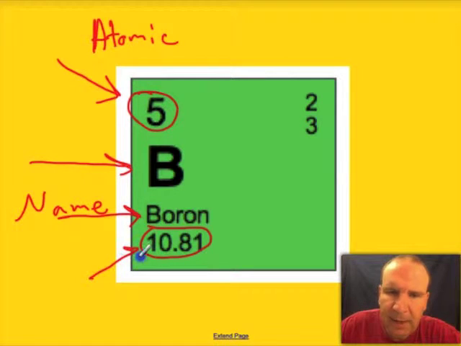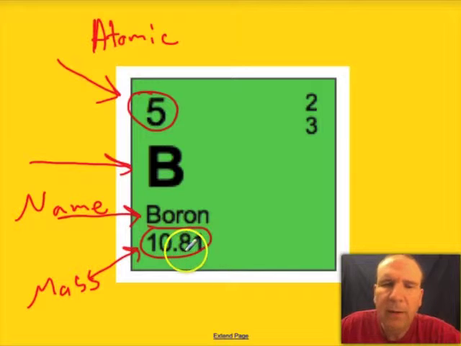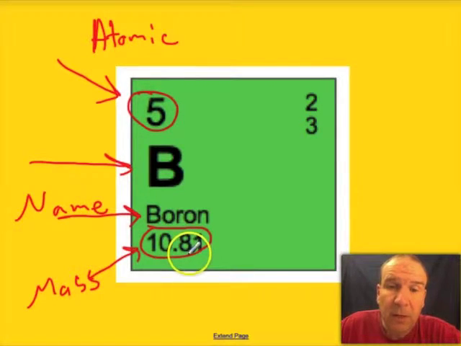And this is going to be your mass. Now, typically, but not always, it's usually like a 10.81. And the reason it's 10.81 is because it's an average of the isotopes. Now, there's a couple things that you need to know also about this.